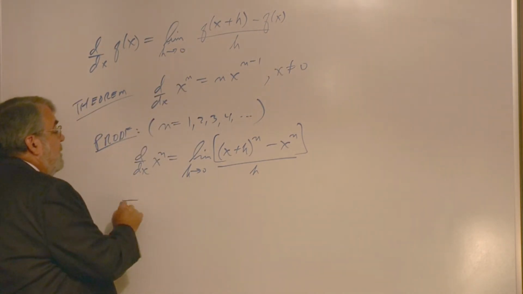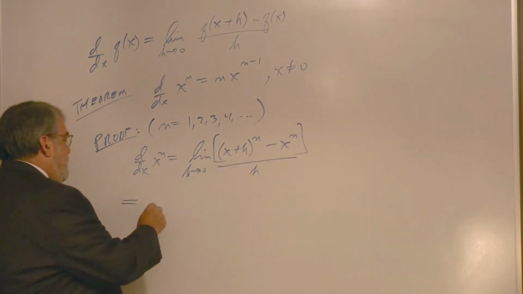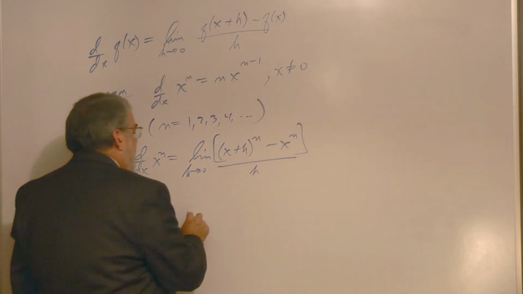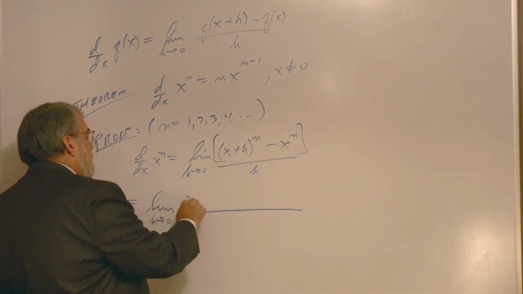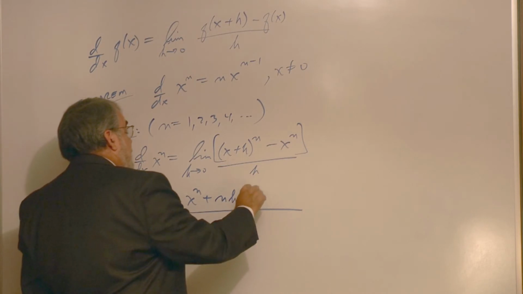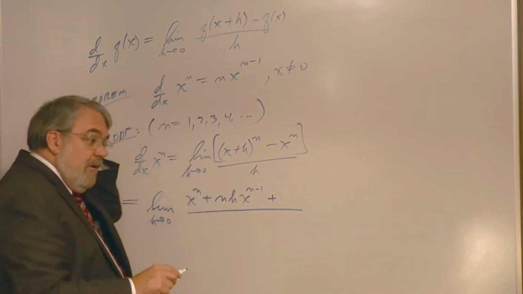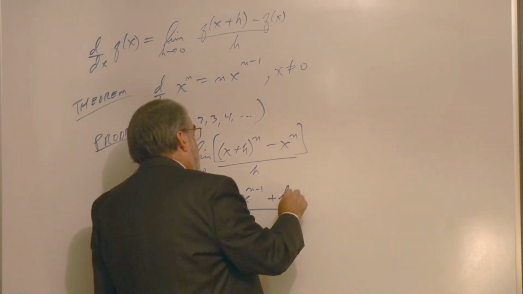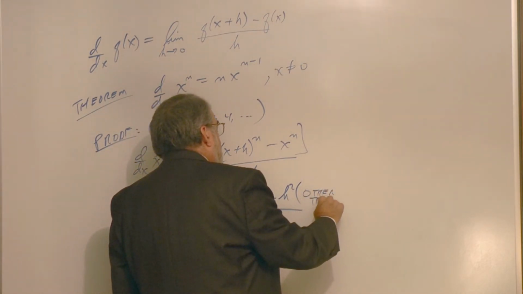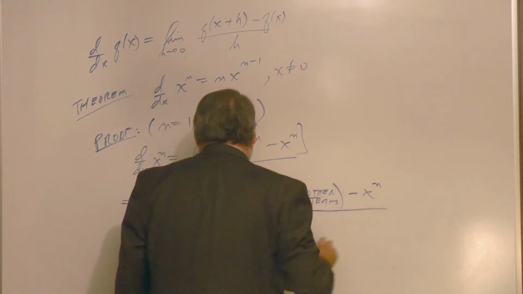Now, here's where we need that binomial theorem. I need to expand this out, at least for a little bit. So I have the limit as h goes to 0, and on top we've got x^n + n h x^(n-1) + h^2 times other terms, and then minus x^n, all divided by h.